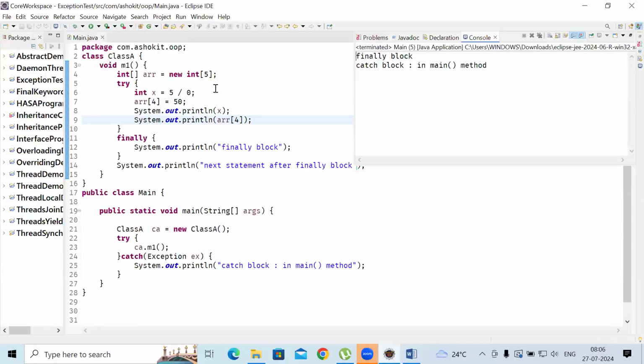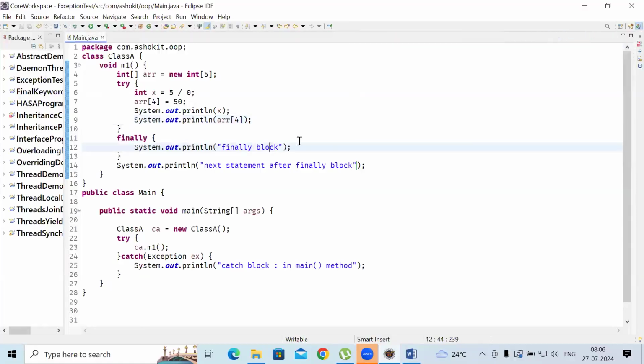Yes. Again, see the same answer. Please understand it first, and next I'll tell you. This is 5.0 divided by 0, not 5 divided by 0. This is double.